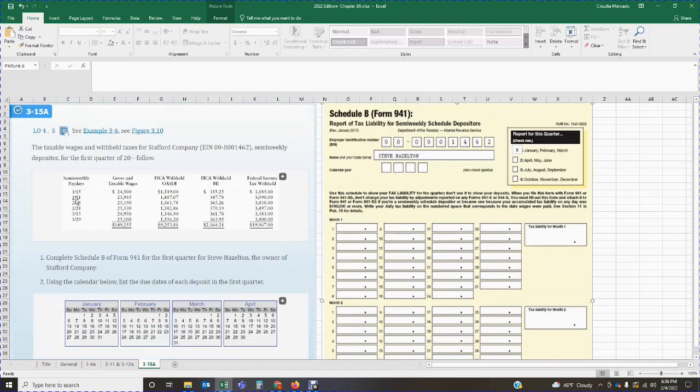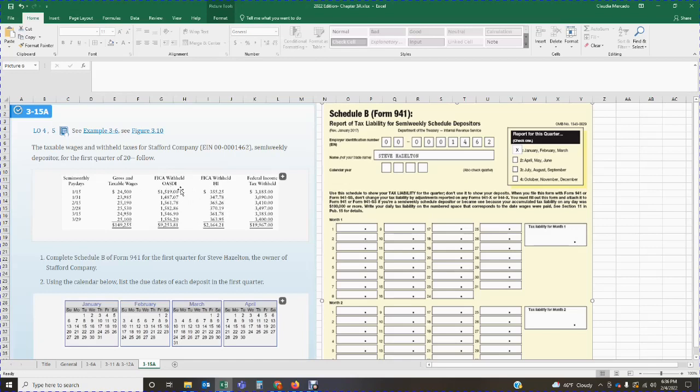So let's start with the January 15th payday. How am I going to calculate the amount that goes in box number 15, which is for January the 15th? There are several things that we must include. We must include the federal income tax. We must include the FICA HI, and we must include the FICA OASDI. Now, for the OASDI and the HI, we need to include both the employee's portion and the employer's portion. So what we're basically going to do is double up those numbers.